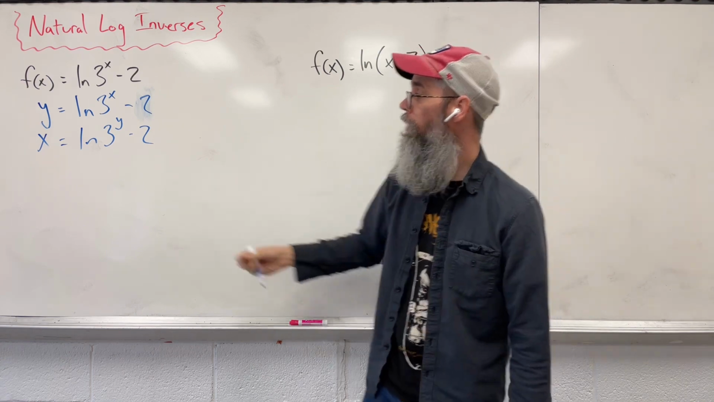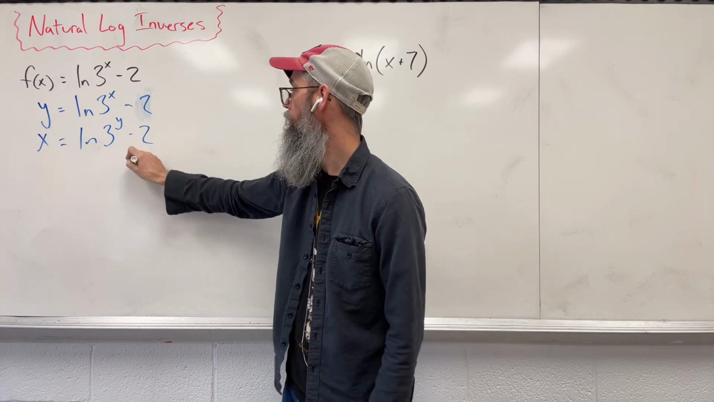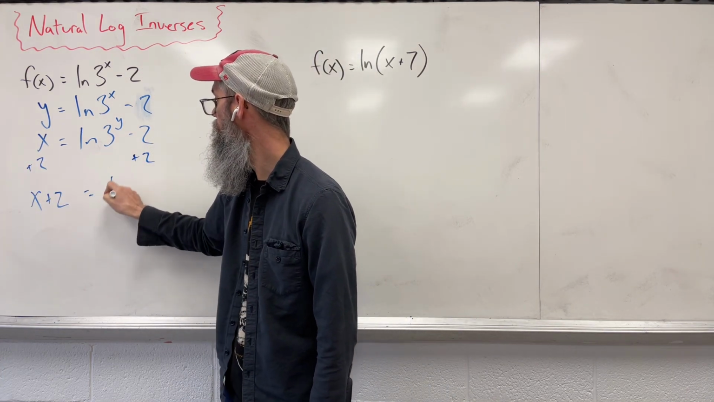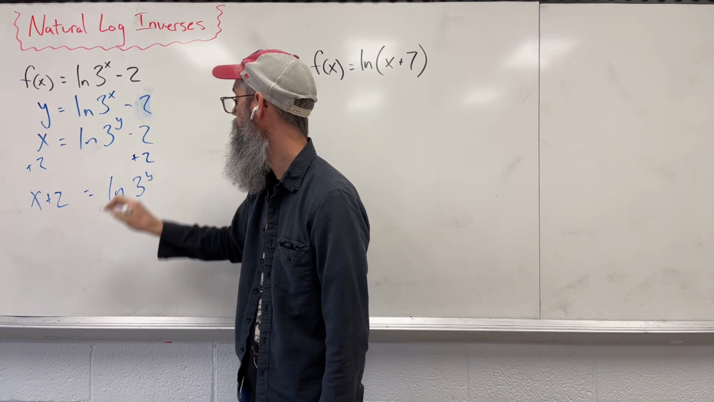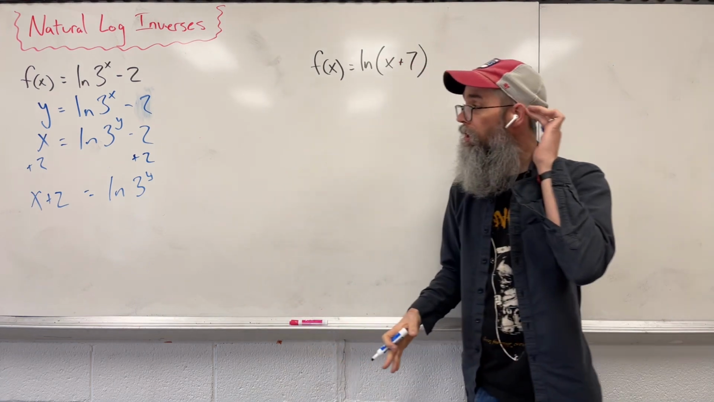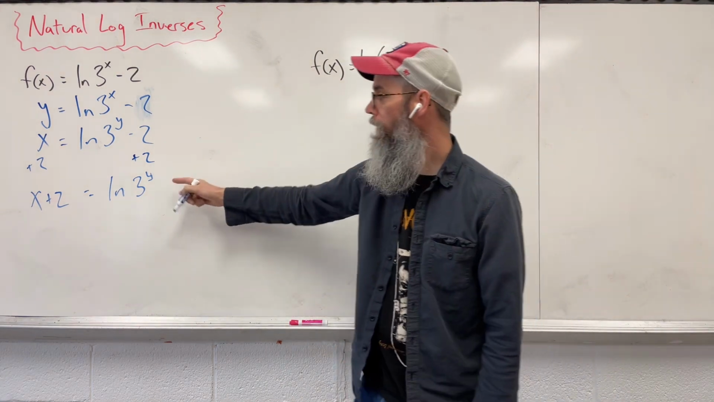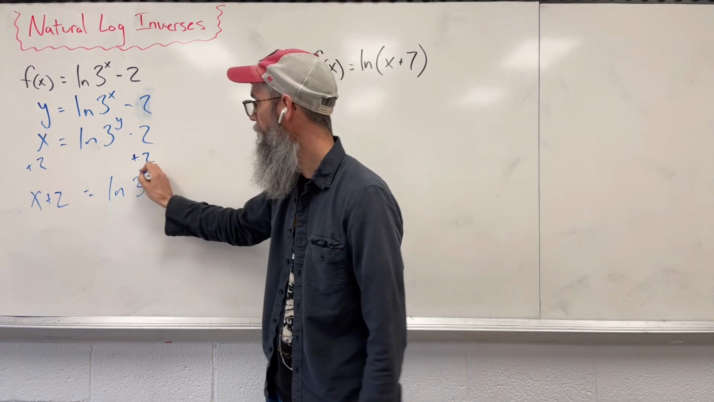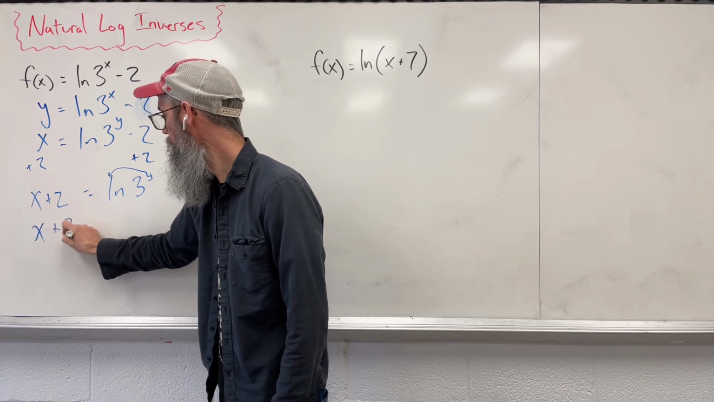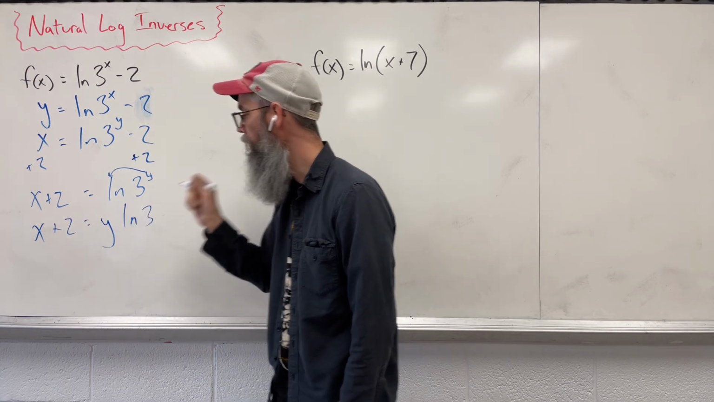So we start by getting the chunk with y by itself. We got to move this 2 first, leaving us with x plus 2 equals ln 3 to the y power. When we're dealing with logarithmic problems, natural logs, when you have an exponent, I can take that and move it to the front of the problem, kind of rewriting our stuff, y times ln of 3.